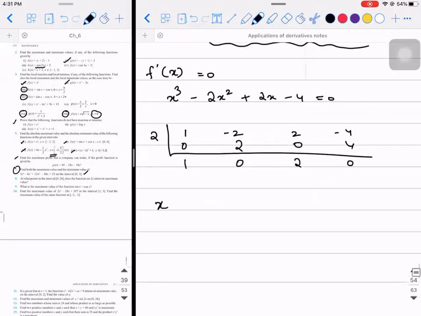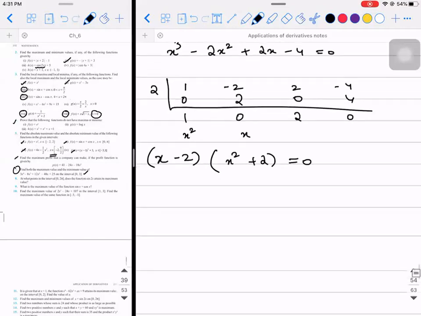So now you can write the factors. x minus 2 into x square plus 2 equal to 0. Again observe this, x square plus 2 can never be 0 because it is the sum of two positive numbers. So what is the only value of x that is positive? It is 2. So we need to verify whether x equal to 2 is a point of local maxima or local minimum.